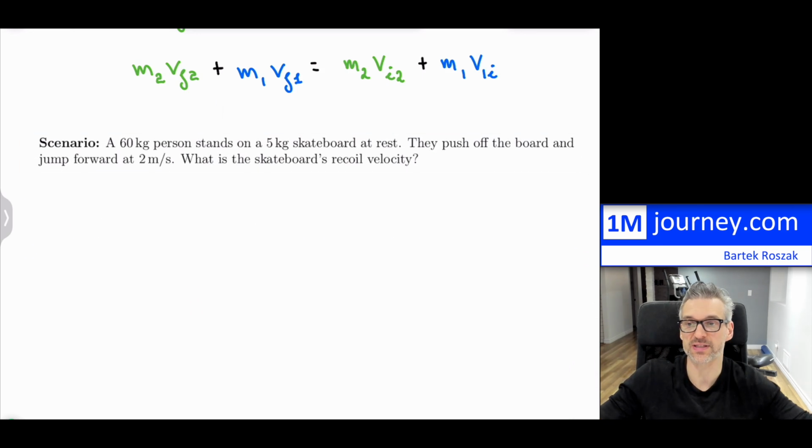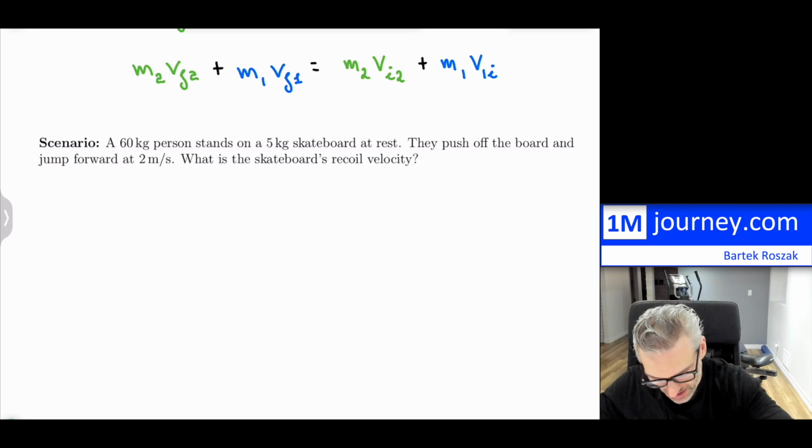So notice that we have a 60 kilogram person who stands on a 5 kilogram skateboard at rest. So they're not moving. Then the person pushes off the board and jumps forward at 2 meters per second. What is the skateboard's recoil velocity? So what is that velocity right there?